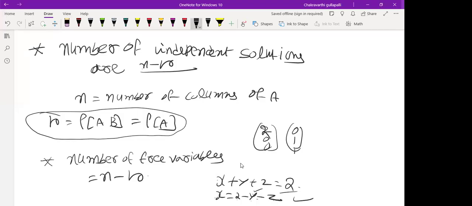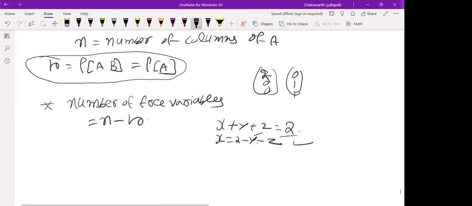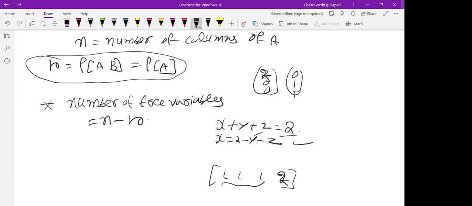Here also, what is N? How many unknowns? 3. Rank is also 1 for this. So 3 minus 1, 2. How many free variables? 2. Because this matrix is 1, 1, 1, 2. What is the rank of augmented? 1. Rank of A? 1. N is 3. Rank is 1. So how many free variables? 2 free variables. What are they?